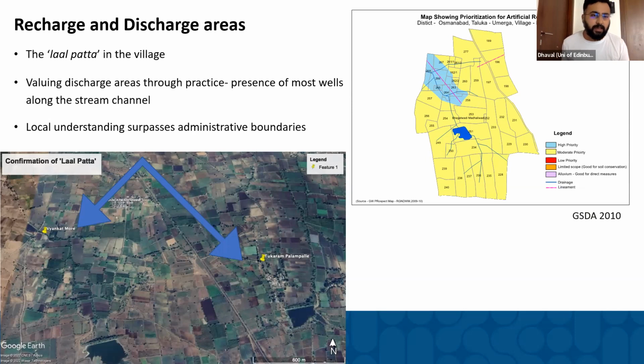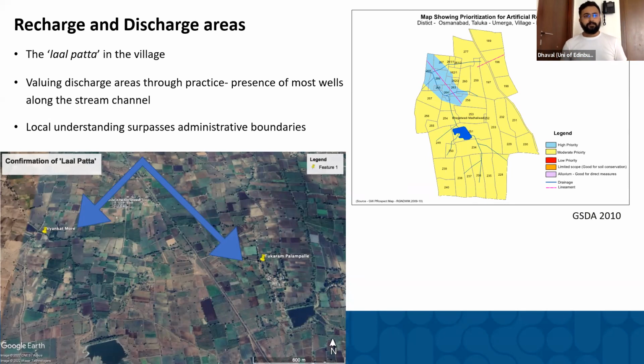And that is where they speak about how they make decisions about positioning their wells. Many of the wells in the villages are along the streams, recognizing the movement, showing that there is a knowledge about how groundwater moves in the area. About 80 to 90% of the wells are along the stream, which is interesting to notice. Secondly, they also recognize what is called the red layer, or the lal patta, in the village, and they identify it as a potential recharge area where interventions can be beneficial for groundwater improvement.